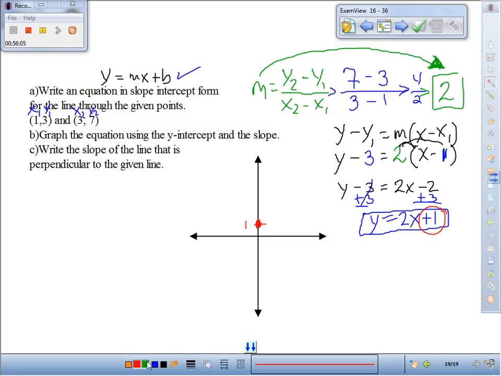And then let's use the slope to graph. What's my slope? 2, which is 2 over 1. So that tells me 2 steps up, 1 to the right. So from here we go 1, 2, and 1 to the right. Let's do it again. 1, 2, 1 to the right. And then you sketch your graph.